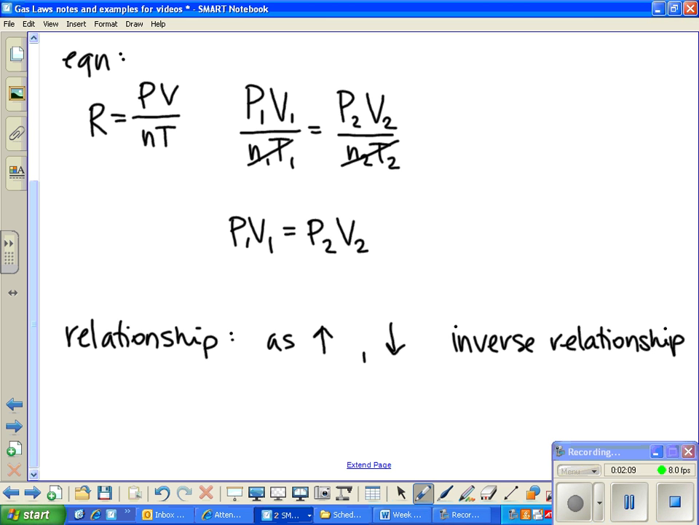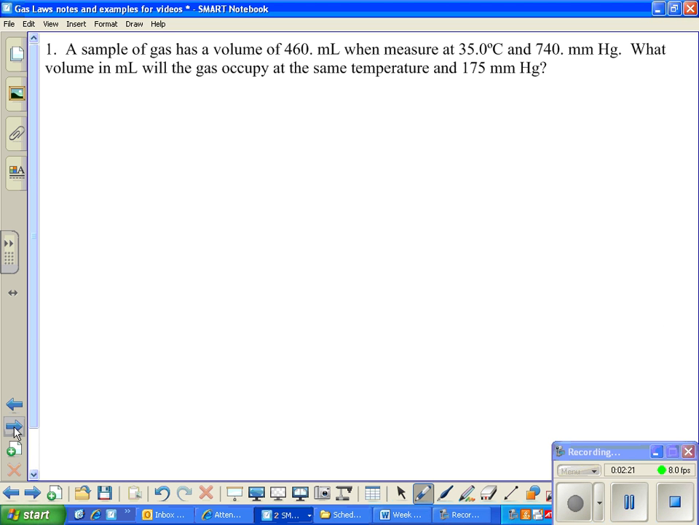It's really important that you understand what an inverse relationship is. As one increases, the other will decrease, and it works both for pressure and volume. So let's do an example problem. Let's look at number 1 in your packet. It says a sample of gas has a volume of 460 milliliters when measured at 35 degrees Celsius and 740 millimeters of mercury. What volume in milliliters will the gas occupy at the same temperature and 175 millimeters of mercury?